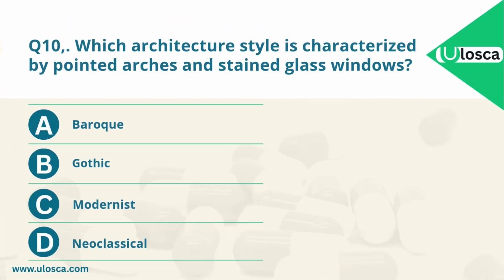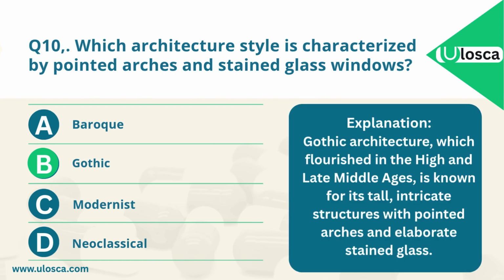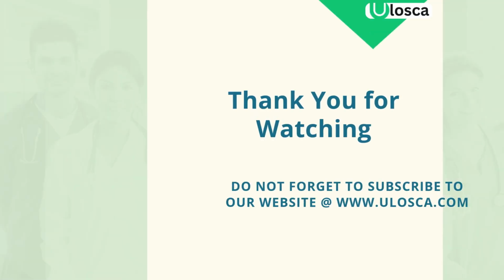The correct answer is B. Gothic. Explanation. Gothic architecture, which flourished in the High and Late Middle Ages, is known for its tall, intricate structures with pointed arches and elaborate stained glass.